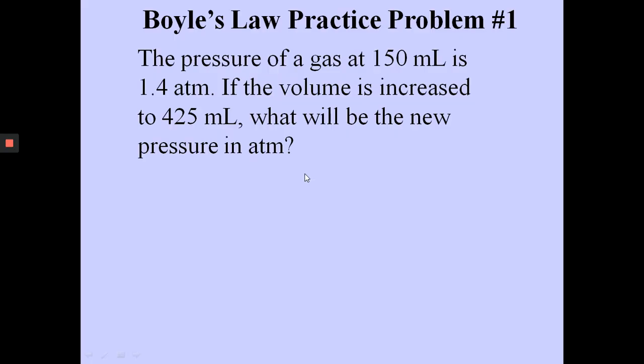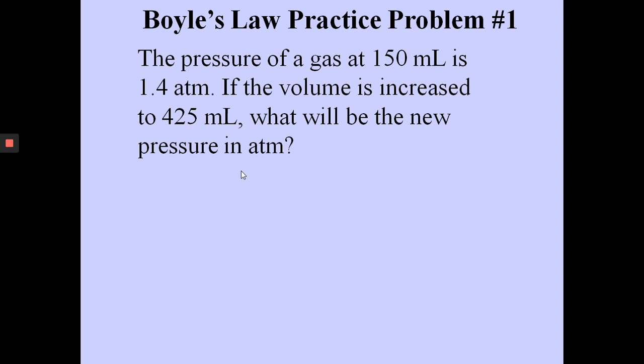So now let's go ahead and do a sample practice problem using Boyle's law. The pressure of a gas at 150 milliliter is 1.4 atm. If the volume is increased to 425 milliliter, what will be the new pressure in atm? For any kind of gas law problem, I strongly suggest that you first write down each gas variable and identify which condition it belongs to. So I'm going to read the question with you one more time and then write down those given gas variables.